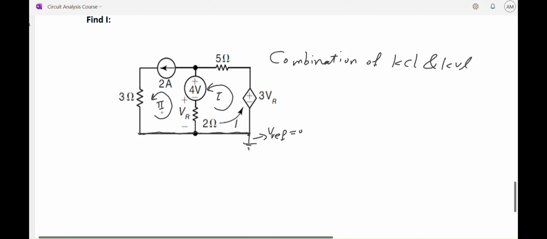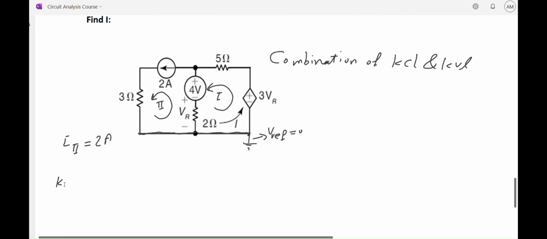Can I use KVL in loop 2? The answer is no, because in loop 2 I have an independent current source. So I already know that the current of loop 2 is 2 amp, as you can see here. But in loop 1, there are so many voltage sources. There is this independent and this dependent voltage source, which gives me a very good equation and helps me with a relationship between these two voltage sources, because I'm trying to figure out the current in this loop.